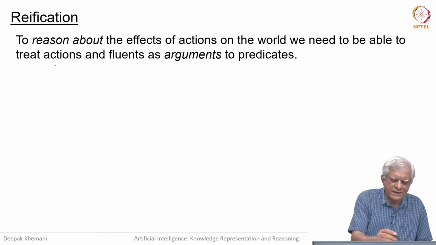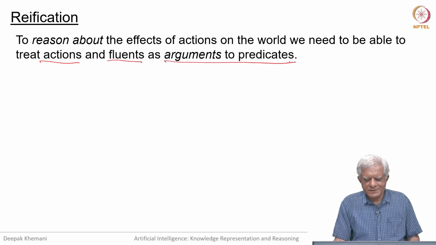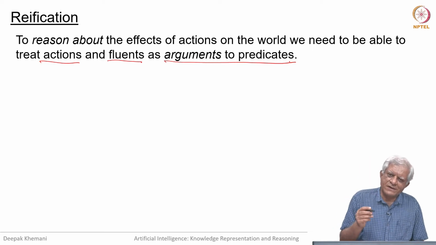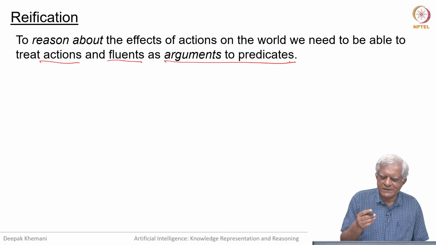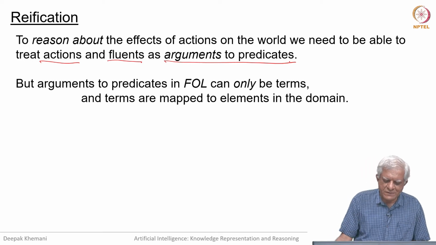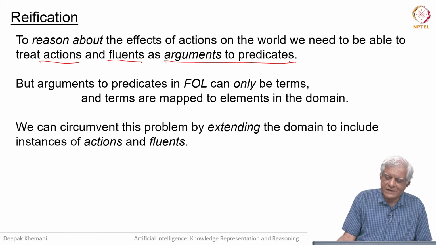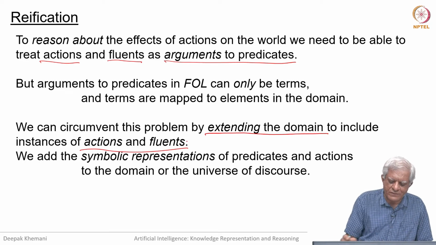We need to be able to treat actions and fluents as arguments to predicates. Now, remember, in first order logic, fluents cannot be arguments to predicates. We just said that in first order logic, only terms can be arguments to predicates, and terms refer to objects in the domain, whereas fluents are predicates like on A B, which have truth value, and we cannot add them as arguments to predicates in first order logic. We can circumvent this problem by extending the domain to include instances of actions and fluents.